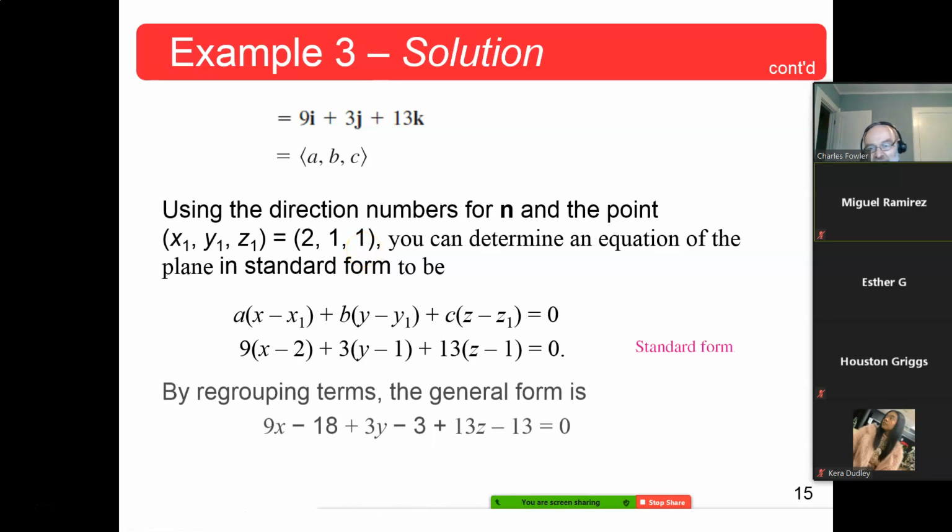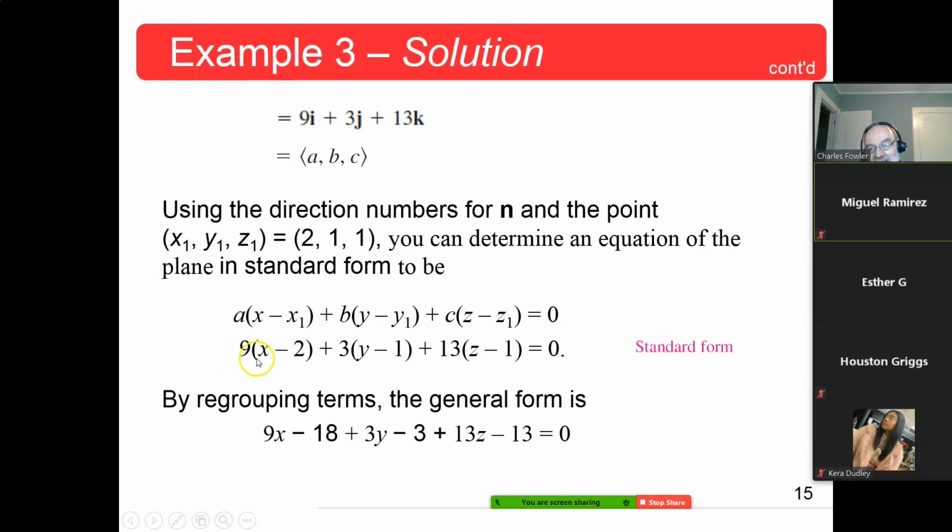Okay, multiply those together, you get 9x minus 18 plus 3y minus 3 plus 13z minus 13 equals 0. Combine the 3 constants together and you get 9x plus 3y plus 13z minus 34: negative 18, negative 3, negative 13. These two would add to be negative 31, and 3 more negative would be negative 34, equals 0. There's your general form. That's the standard form. Here's the general form. Okay? Any questions?